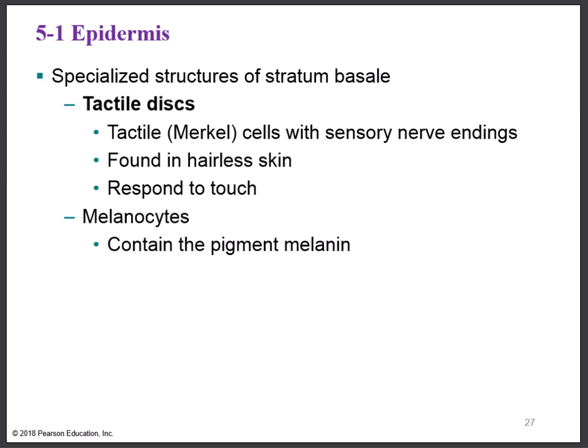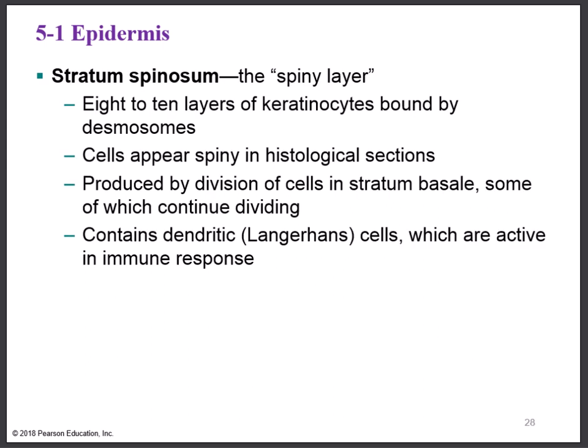The other cell that we find in the stratum basale are the melanocytes. These are the cells that produce a pigment called melanin. And if you recall from our first part of this presentation, melanin is the pigment that protects us from the ultraviolet radiation.